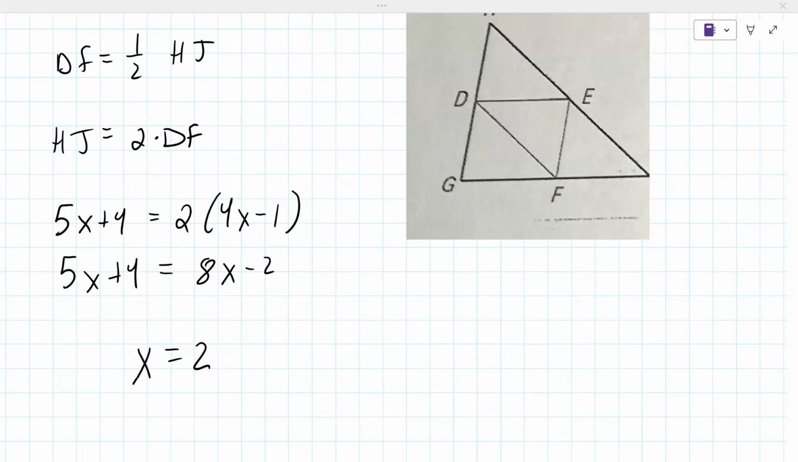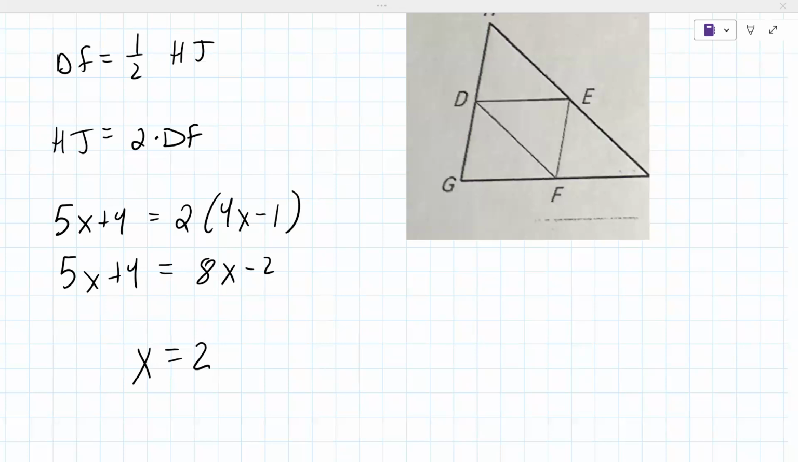There you go. 6 equals 3x. Divided by 3, divided by 3. 2 equals x. And then substitute in for HJ. So 1, 2, 10, 14. Okay. Any questions on that?